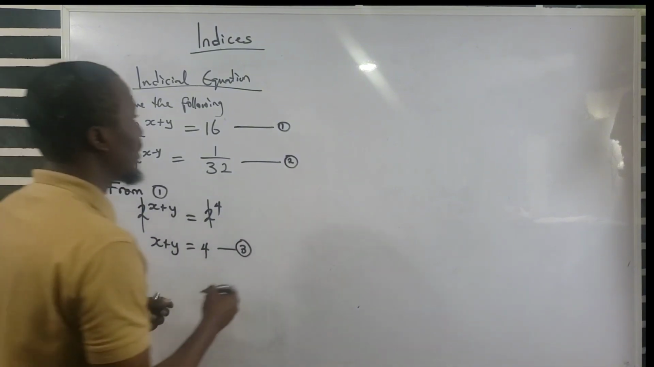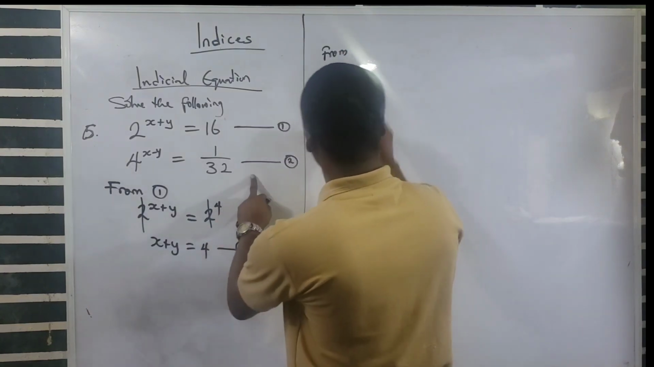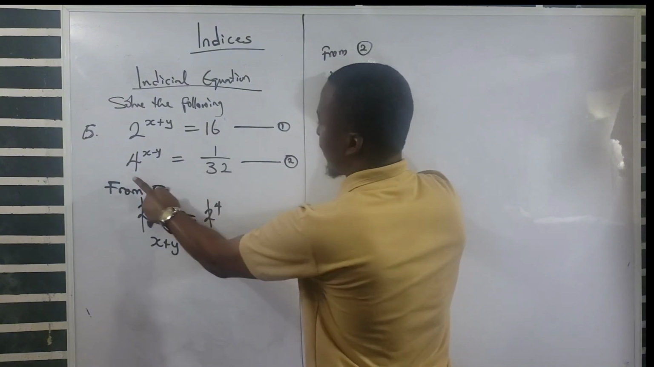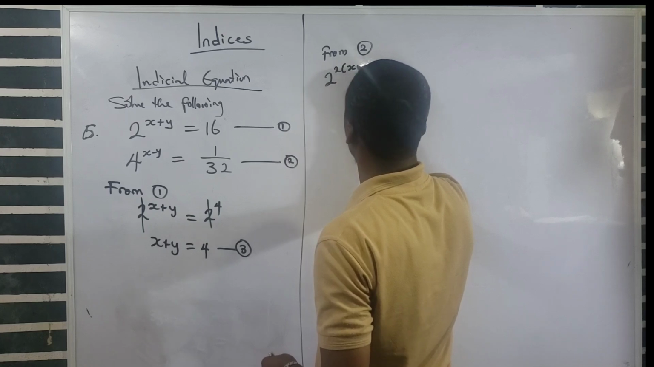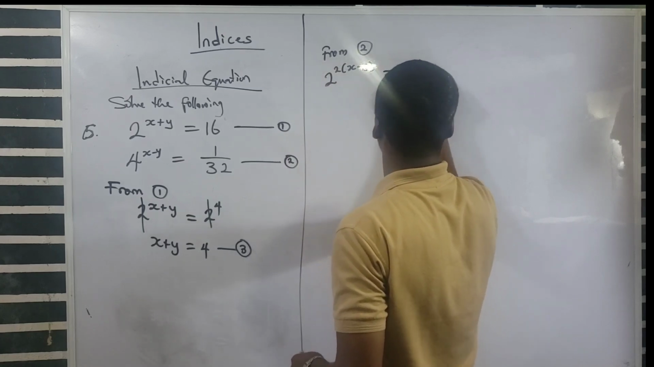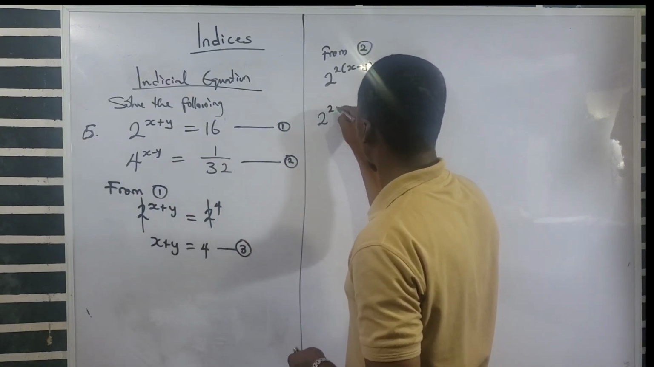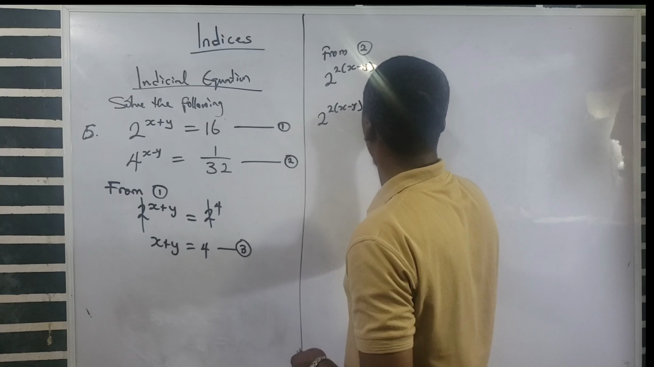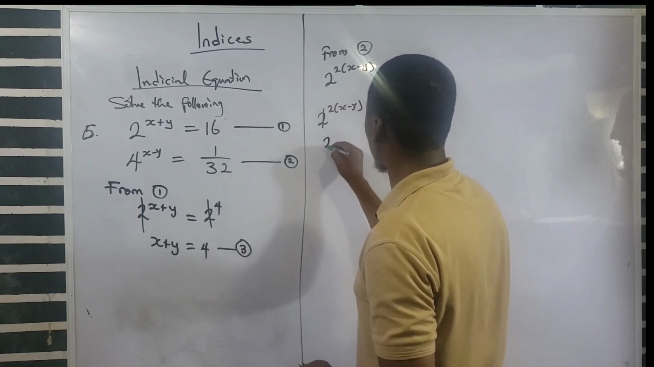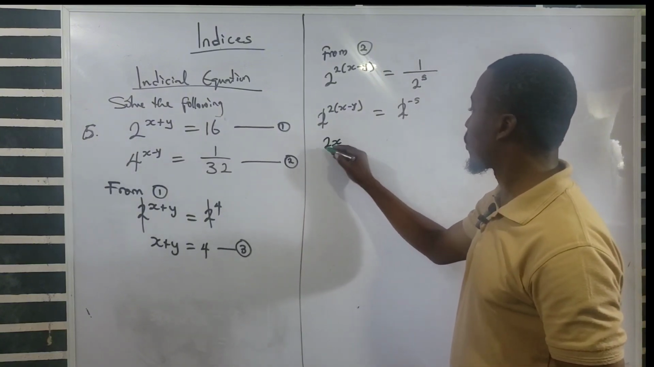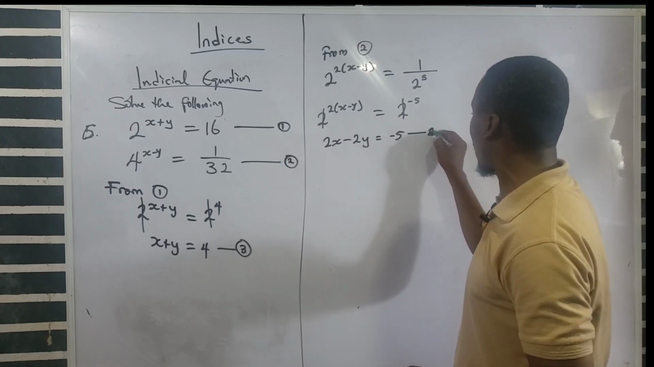Now I will also do the same from 2. Express this with the lowest base. So I have 2 raised to power 2 into x minus y equals 1 over 32, which will give us 2 raised to power 5. So that will give us 2 raised to power 2 into x minus y equals 2 raised to power minus 5. This and this will go. So I have 2x minus 2y equals minus 5. So I call this equation 4.